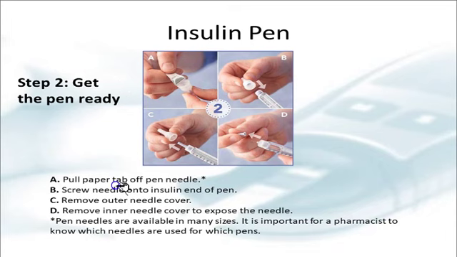Now, getting the pen ready. First, you'll take the paper tip off the needle. You'll then use the plastic cover around the needle to screw the needle onto the pen itself. Then you'll remove the outer needle plastic cover, and then you'll remove the cover that is directly over the needle itself. Remember that needles come in different sizes, and it's important for you to know which needles are used for which pens. There's going to be an accessory set of notes which I'm going to put up, which specifically talk about insulin handling, storage, and needles. Please read through that. I'm not going to go through that during this lecture.